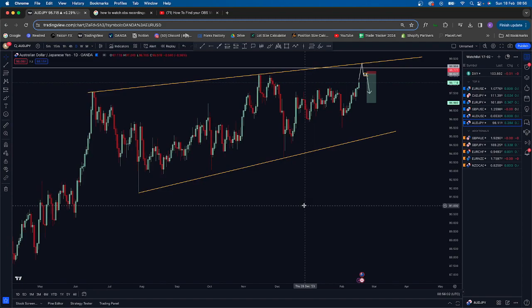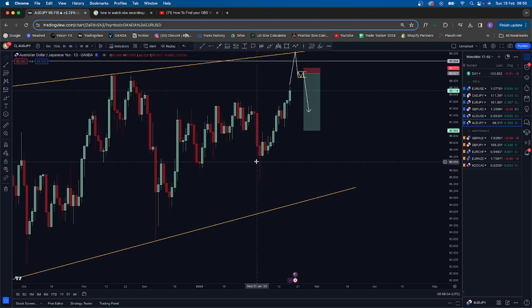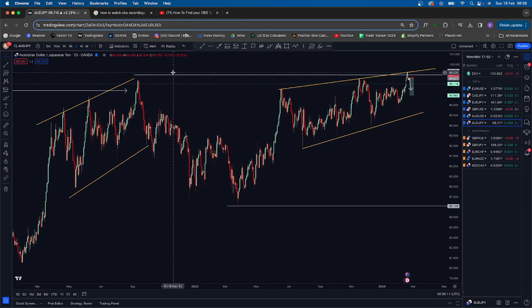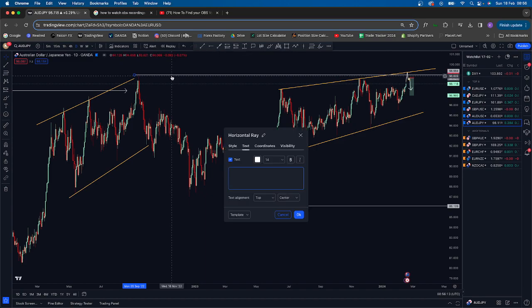Okay, so just going down, having a look at the daily, price is moving up here. We are looking for price to tap into this value area here, this inflection point. I'm going to call this value area.